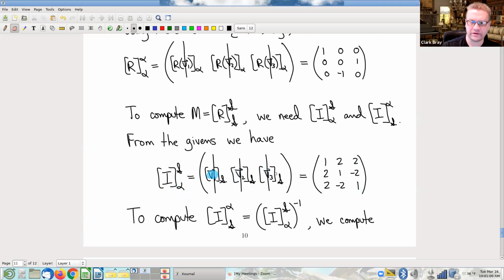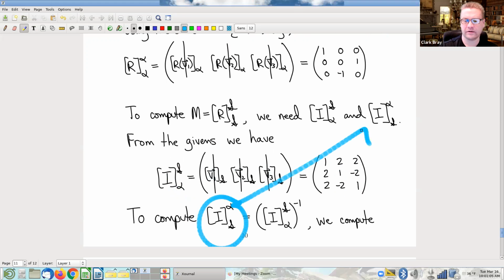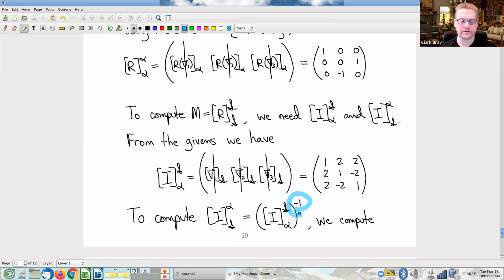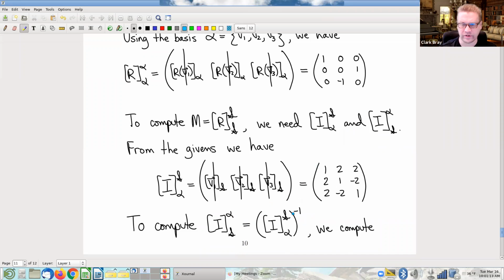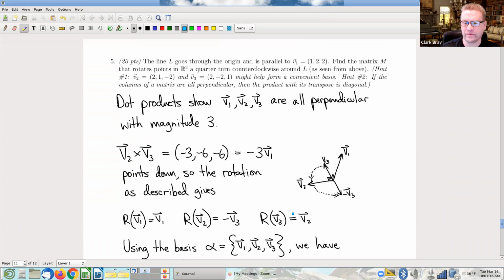To find the other change of basis, the change of basis back, right? How do we convert back? We need to invert the change of basis matrix that we just found. And here's where we're going to use hint number 2. Go back up here to hint number 2.